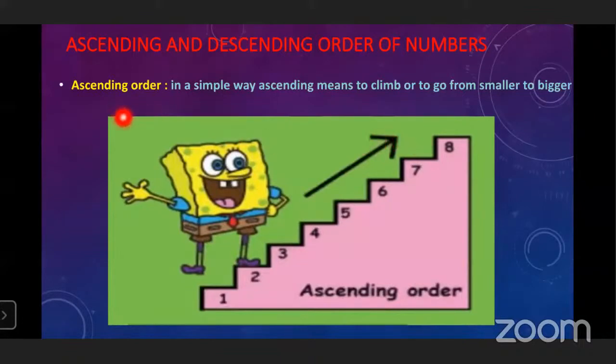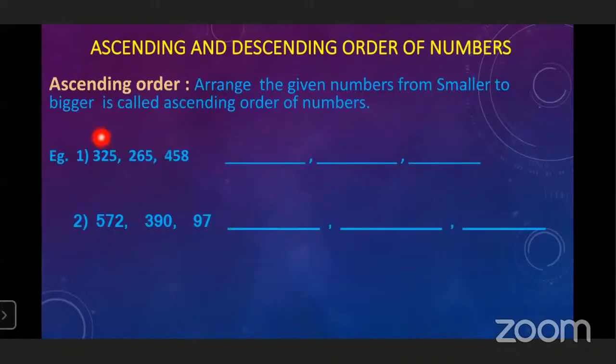Okay, sir. Ascending means what? To climb. Ascending means what? To climb, or we can say go from smaller to bigger. Okay. Now the next: ascending order means what? In mathematical language, we can say that arranging the given numbers from smaller to bigger is called the ascending order. Arrange the given numbers from smaller to bigger means first of all we have to write the smaller number, smaller to bigger.